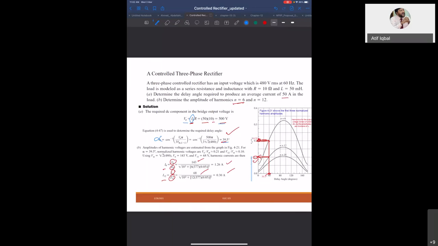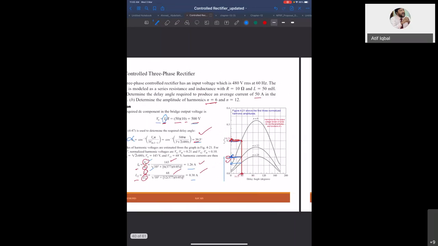Corresponding to this 39.5 degrees, we can find the normalized harmonic voltage for the 6th harmonic, 12th harmonic, and even the 18th harmonic. Then from there, we calculate the harmonic voltages, and the impedance is also calculated. They are higher frequency impedances, and we can calculate the different currents. That was part B of the problem.